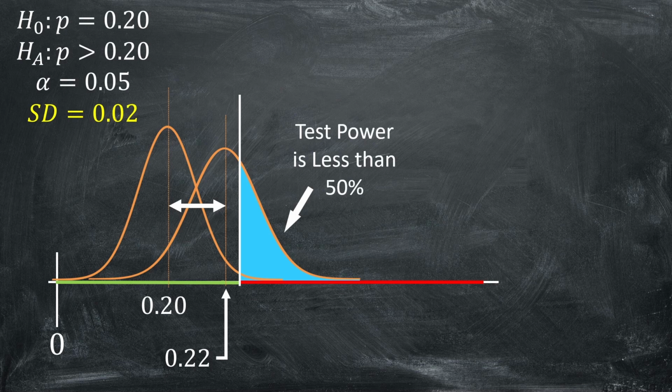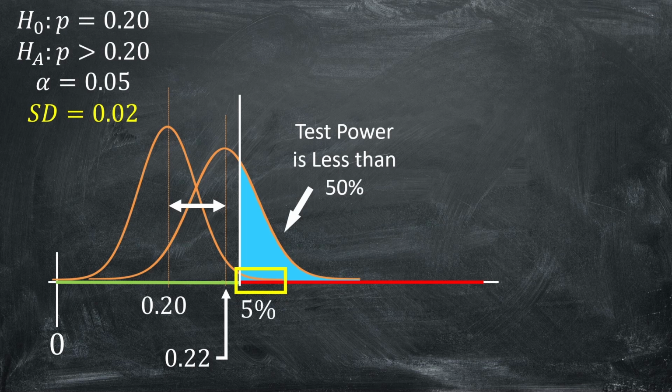And how do I know that? Well, if we look at the center of the distribution of p hat, the true distribution, the one on the right, you can see that that center line divides the distribution so that 50% of the area is on the right and 50% is on the left. So clearly, the blue shaded region is something less than 50% of that total area on the right. So we know that test power in this case is something less than 50%.